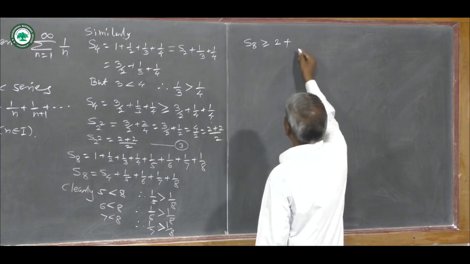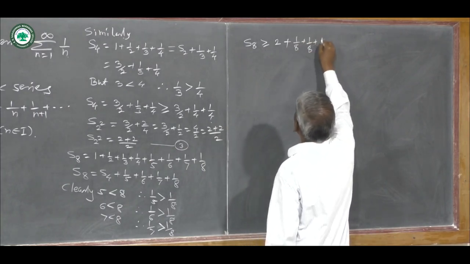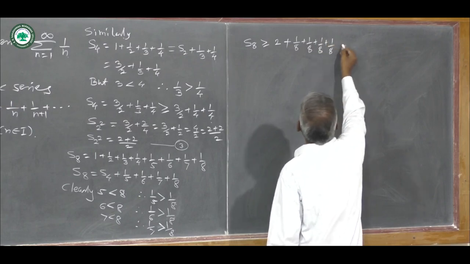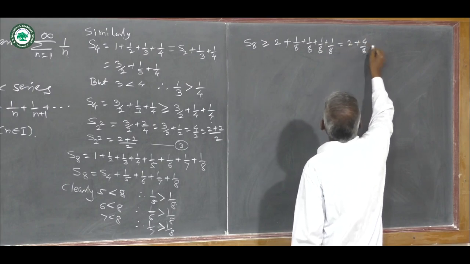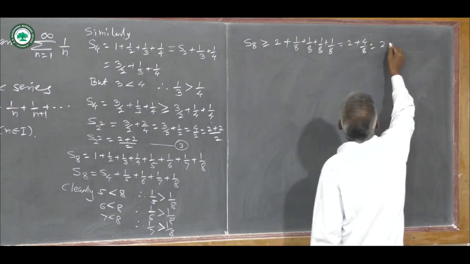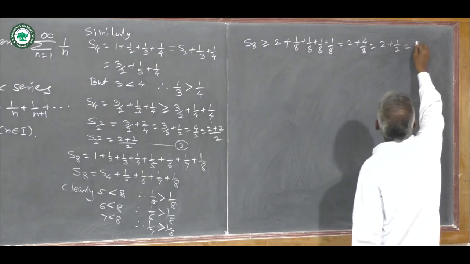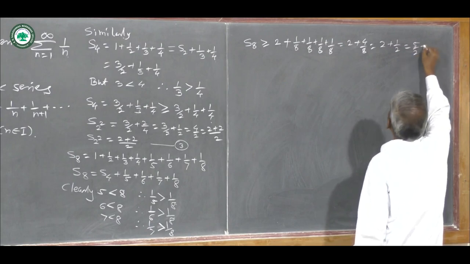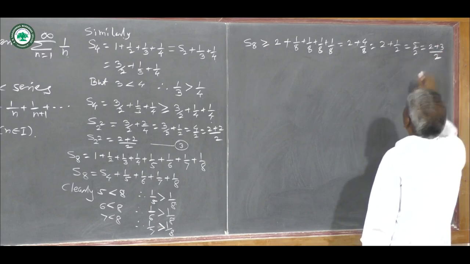2 plus 1 by 8 plus 1 by 8 plus 1 by 8 plus 1 by 8. That is 4 by 8. 2 plus 4 by 8, which is equal to 2 plus 1 by 2, which is equal to 5 by 2, and this is equal to 2 plus 3 upon 2.